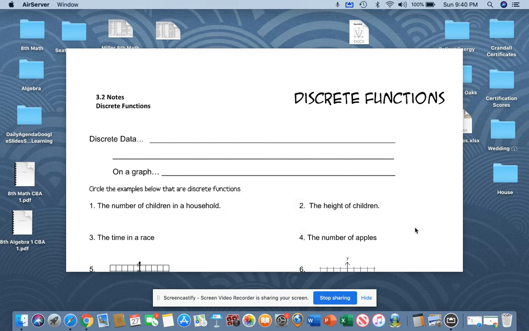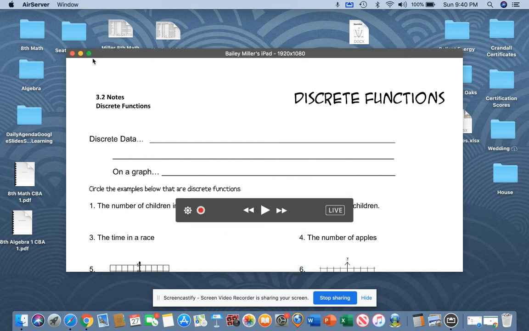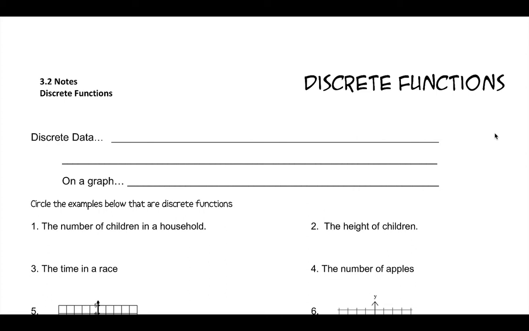Hey guys, today we're talking about discrete functions. So we learned about identifying functions on Friday, and now we're going to move on to talking about discrete versus continuous. Today we're going to talk about discrete functions and discrete data, and tomorrow we're going to talk about continuous functions.